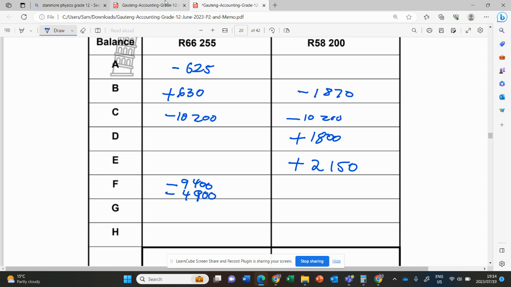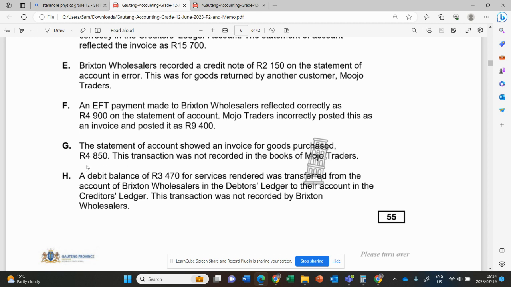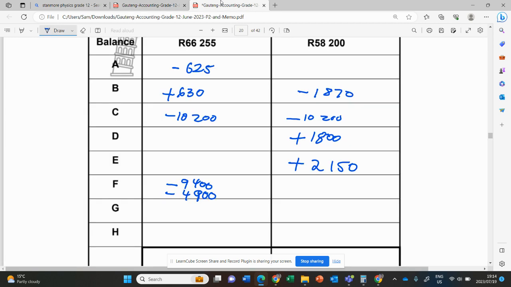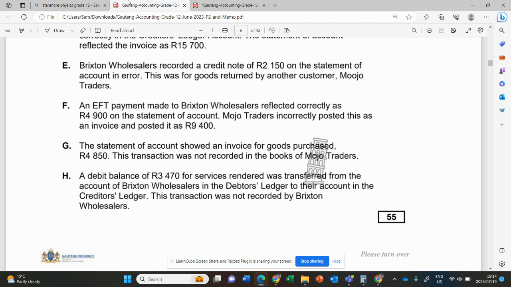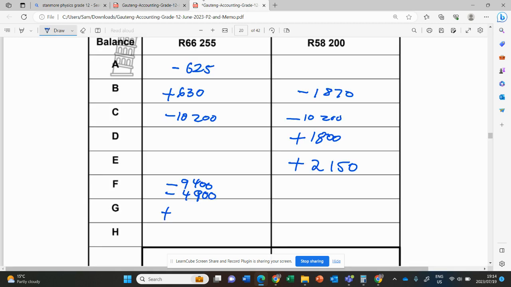Okay, going to information G. The statement of account showed an invoice of goods purchased, 4,850. This transaction was not recorded in the books of Mojo. So now, the supplier has this transaction whereby we bought goods on credit and we didn't record that. So that is the invoice. Invoice does what to the debt? Invoice increases the debt always. Then you're gonna add this because Mojo is us, 4,850. You're gonna add because of the invoice.